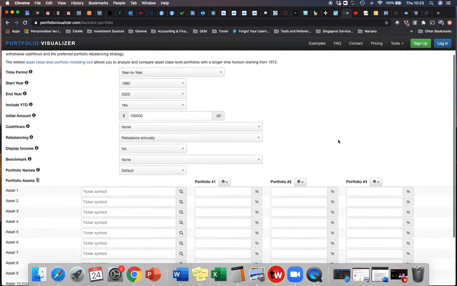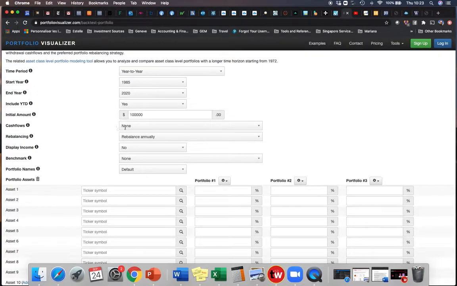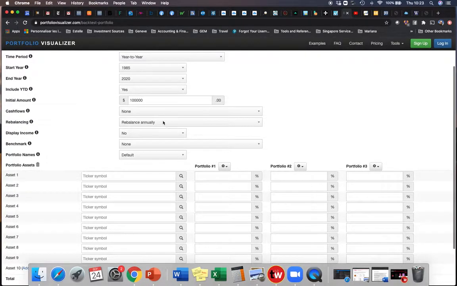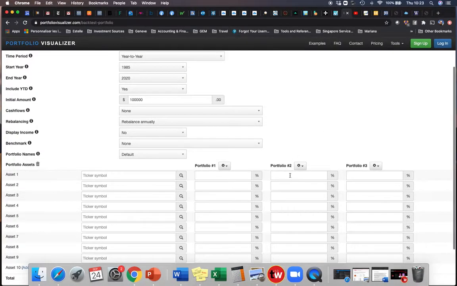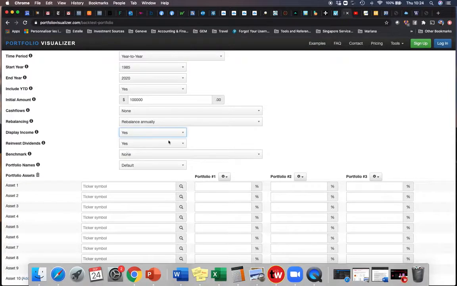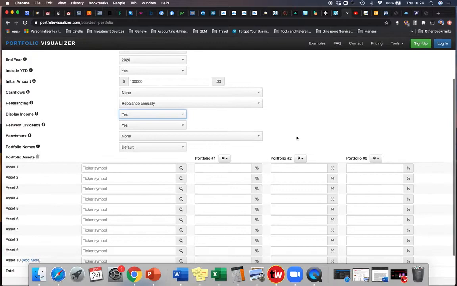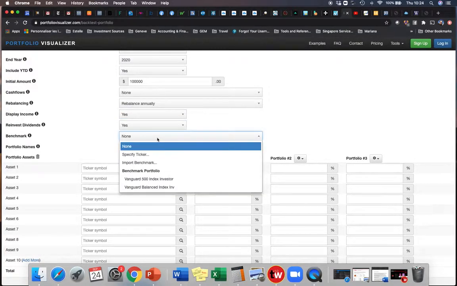For our analysis, you don't care about cash flows or rebalancing. This website will rebalance annually the weights of the stocks in your portfolio to keep the same capital allocation on stocks year after year. For display dividends, I put yes. I want to see how much I could expect to receive in terms of dividends, if my stocks pay dividends, which is not the case for all stocks.